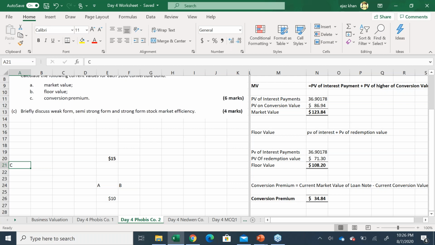Do you people have any questions? Bubble in the stock market is basically an artificial increase in the shares or the stock markets. So is it clear now? The three forms of efficiency of the stock market?